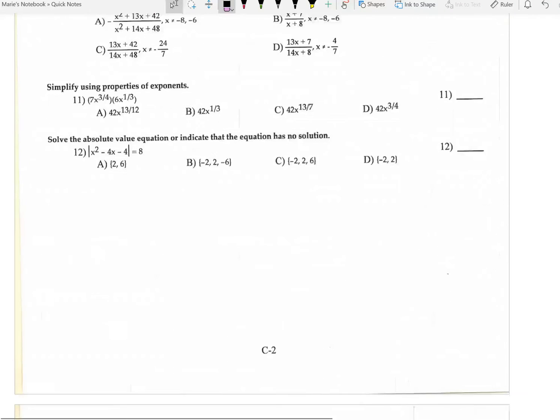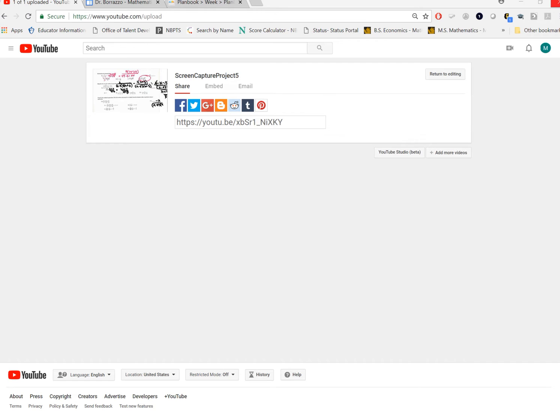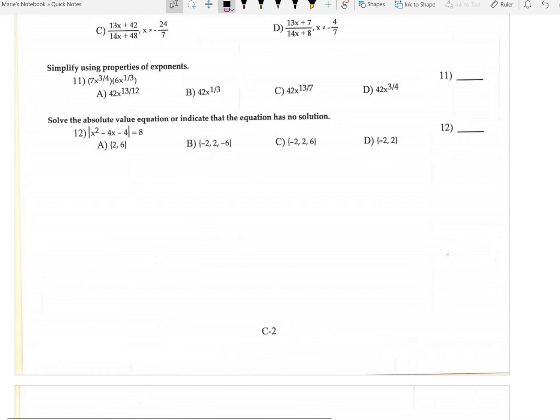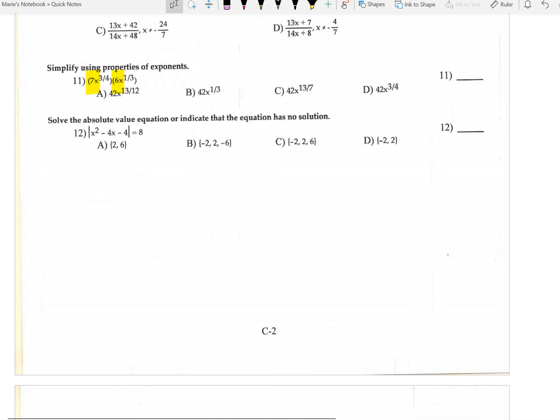Alright class, so we're going to begin with number 11 in part 3 of the review. I'm just going to bring you back to some basics, and we begin with a simple conversation of what do you do when you have like bases. What do you do to the exponents when you multiply them?